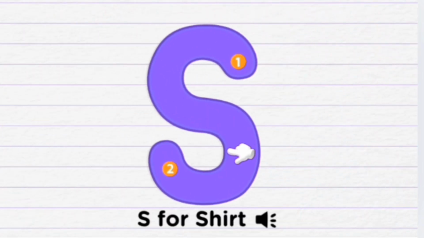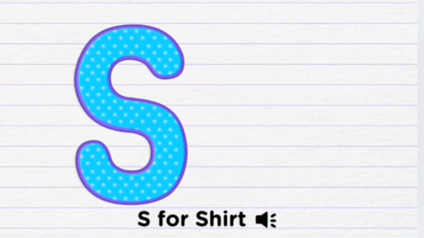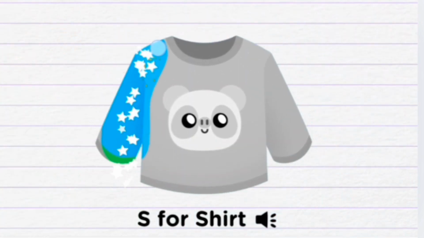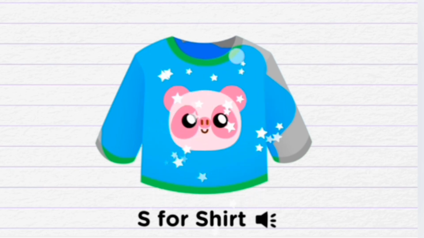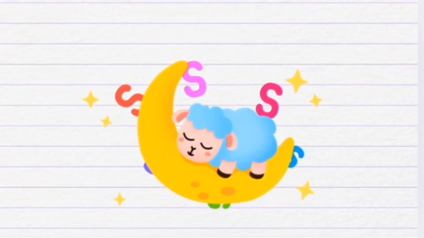Our next letter is coming down. S. S is for shirt. Trace it. Small s. S. S is for shirt. Now color it with blue color. Blue shirt. Excellent.